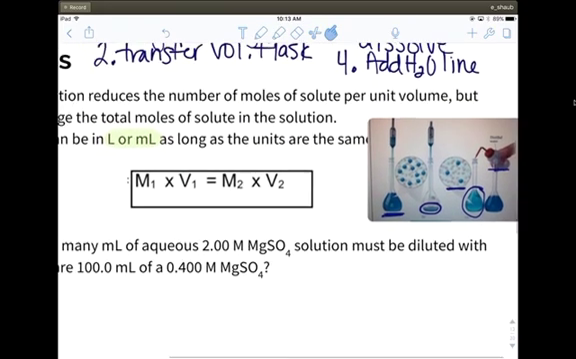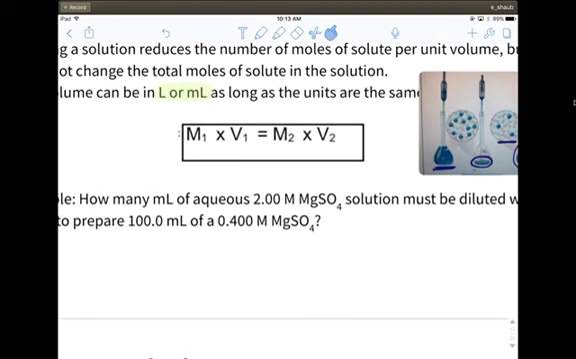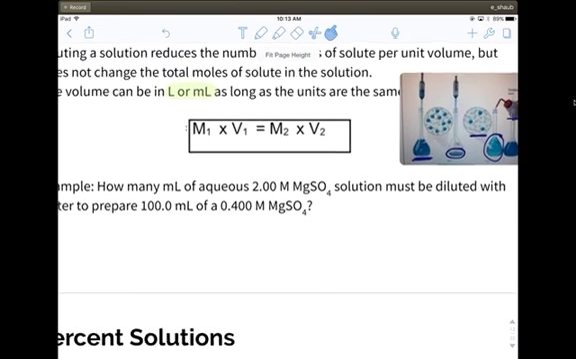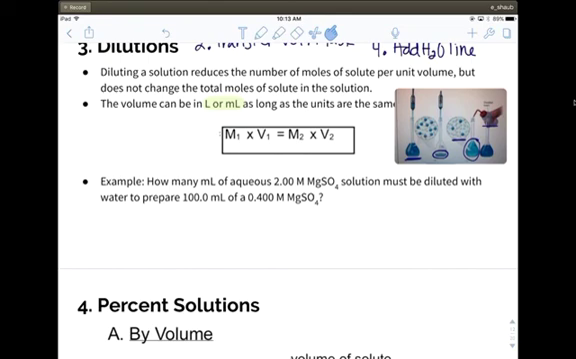So the equation we use for dilution is M1V1 equals M2V2. Those are just my initial and final conditions. So if I look at this example, it says how many milliliters of aqueous 2 molar magnesium sulfate, so we can call that M1, must be diluted with water to prepare 100 milliliters, so this is the new volume that I want, of a 0.4 molar solution.